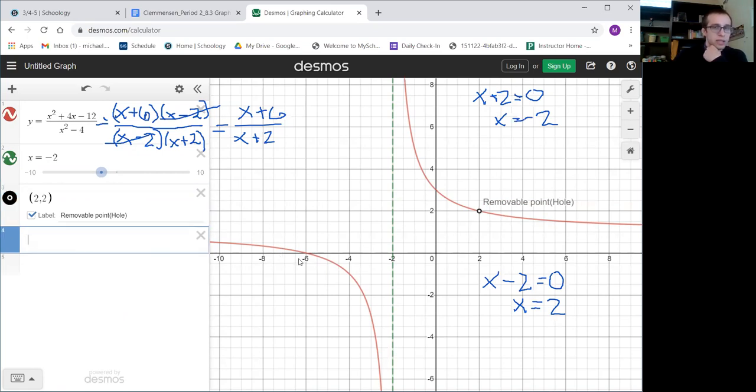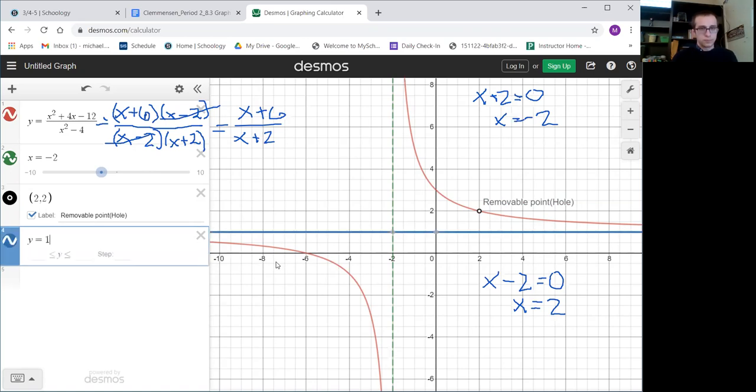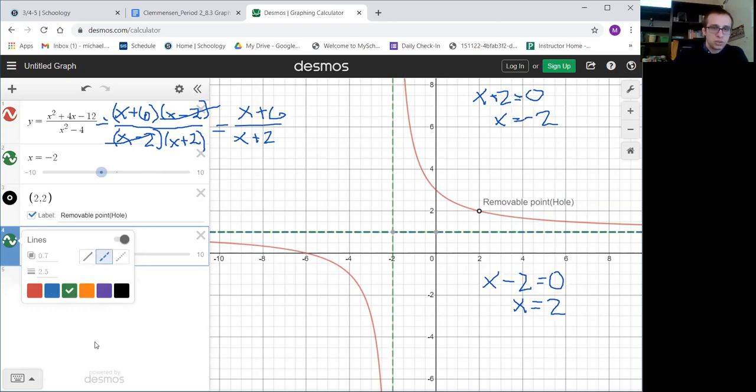Last thing is we have our axis of symmetry across this one, which is going to be y equals 1. And again, I hold that down, make it dash. I like to make it match so that it looks kind of nice that way.